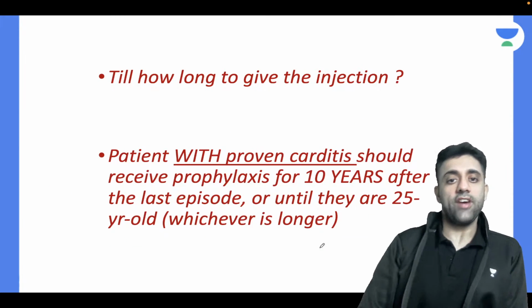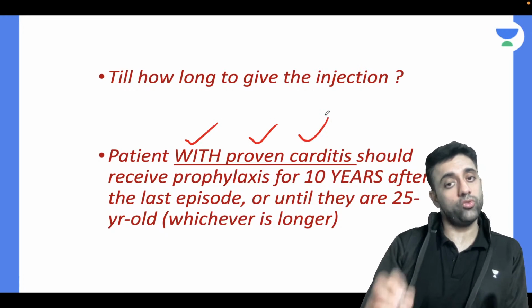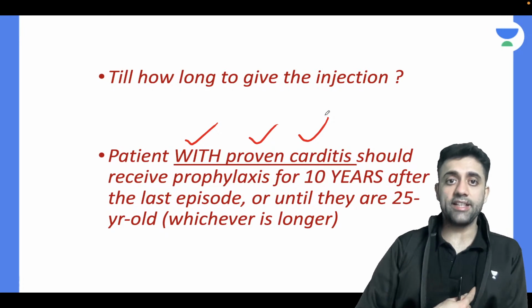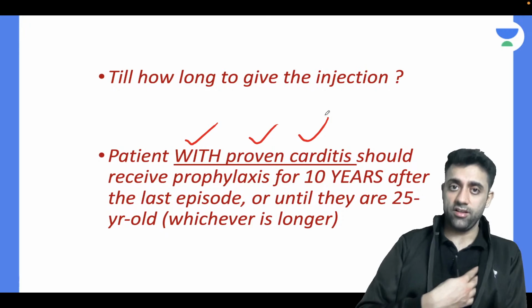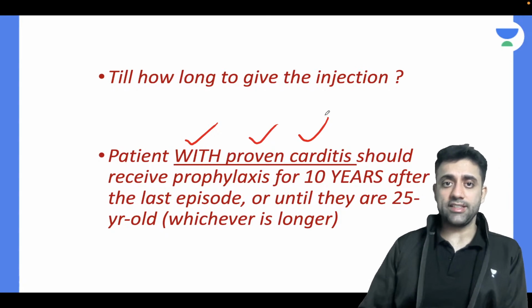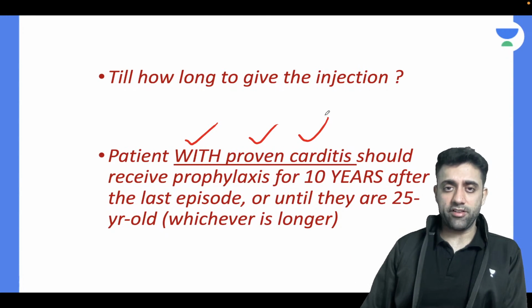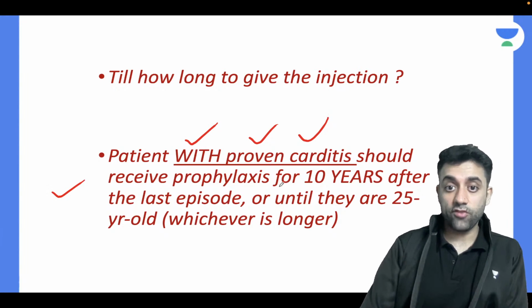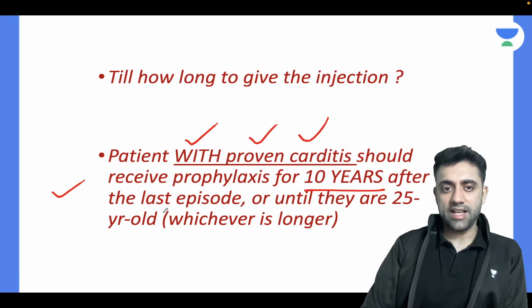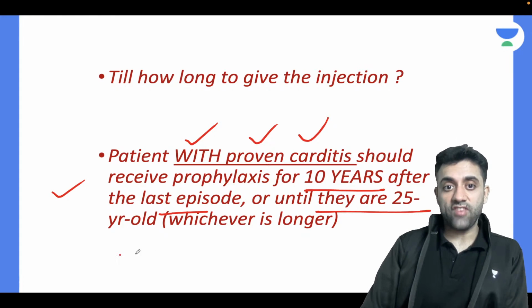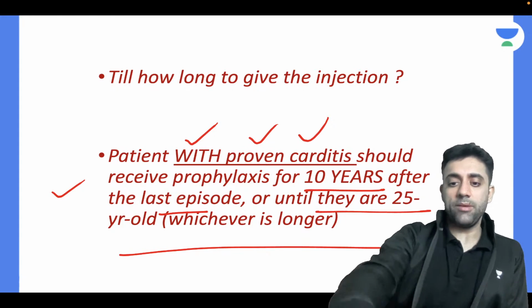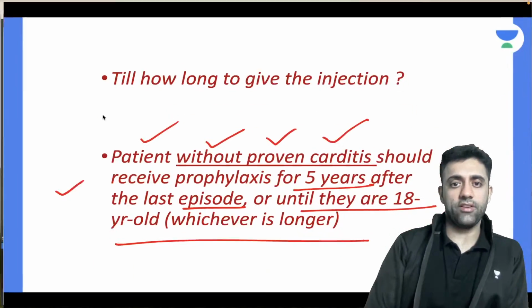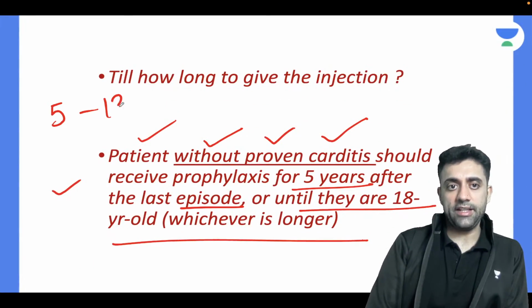And also, if I have a patient with proven carditis, with pericarditis, with pericardial pain and a friction rub, with endocarditis, with a pansystolic murmur of mitral regurgitation, a patient with proven carditis should receive the prophylaxis for 10 years after the last episode, and until they are 25, whichever is later.